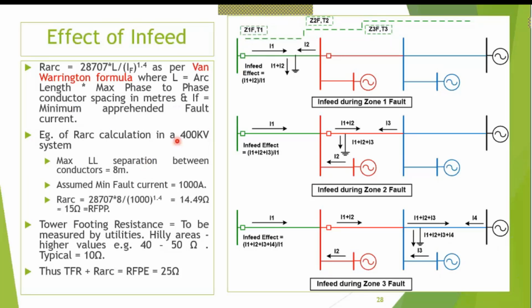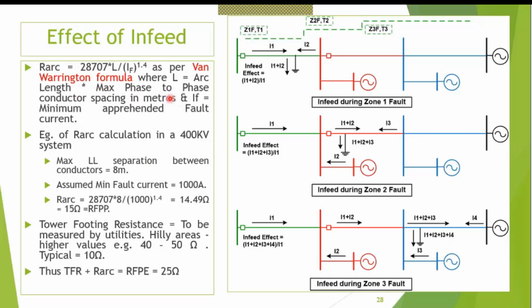We calculate the arc resistance by this Van Warrington formula, where L is the arc length in meters, I forgot to write, and IF is the fault current. This is the arc length in meters, which is equal to the maximum face-to-face conductor spacing in meters, what I explained.